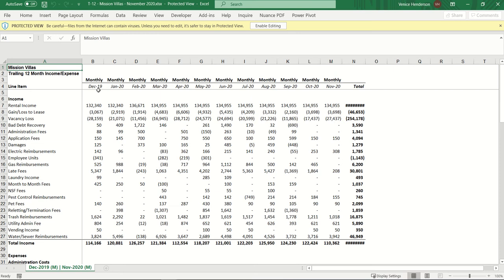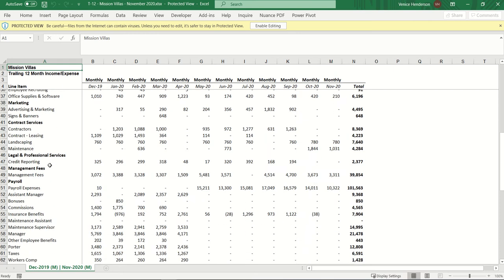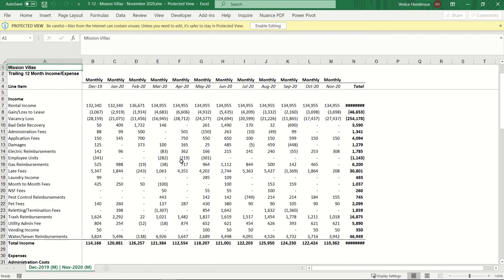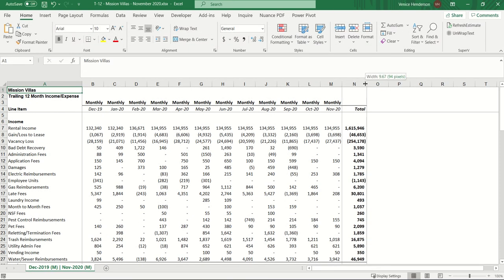The T12 is where we're going to see our income and our expenses and how everything is rolled out. We can see that this is from December through November of 2020. We are now in March of 2021, so we are missing December, January, February, and whatever portion of March, as we are a week away from April. So pretty much the first quarter of 2021. So just keeping that in mind. I don't really need to enable editing, but I will.